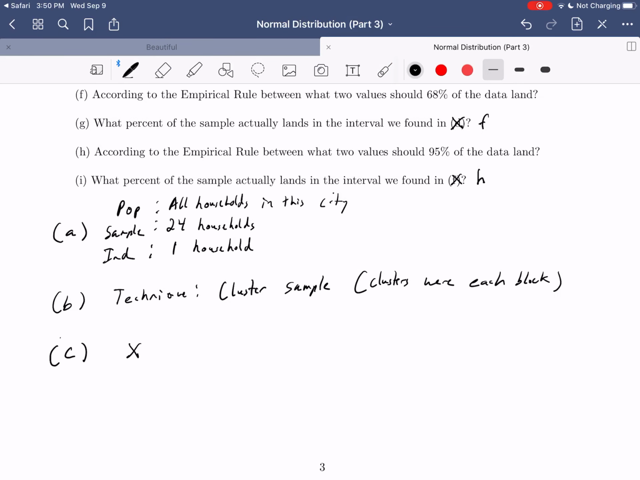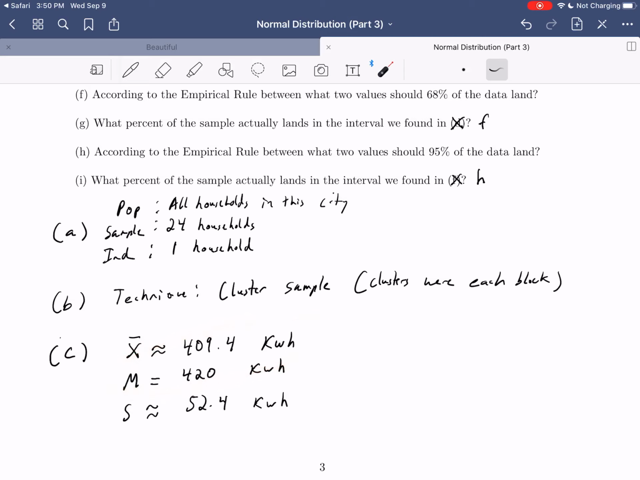So our mean in this case would be approximately 409.4, and you can abbreviate that as kilowatt hours, so kWh. The median, if we check that, looks like it should be 420 kilowatt hours. And the standard deviation looks like it should be approximately 52.4 kilowatt hours.